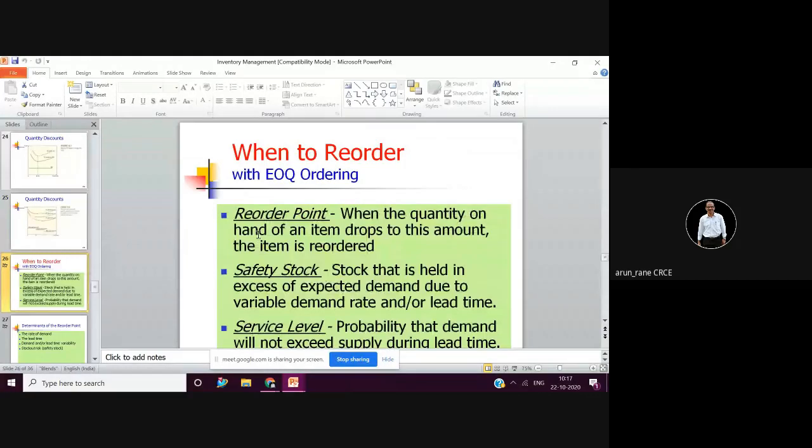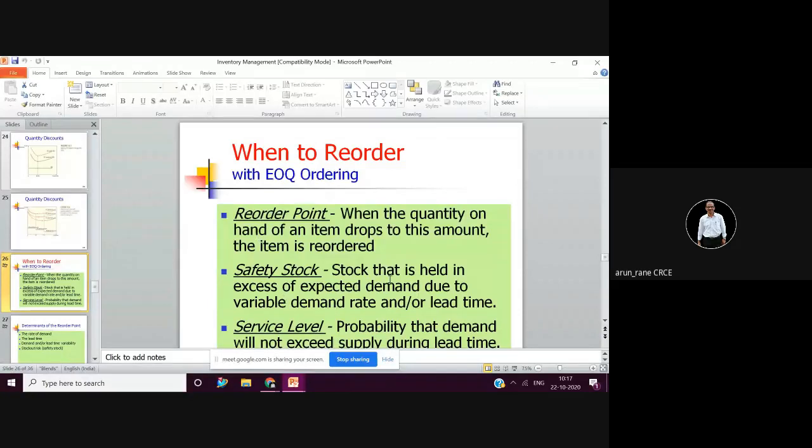Now, regarding this economic order quantity, there is the question of when to reorder. That is what is called the reorder point. The reorder point is when the quantity on hand of an item drops to a particular amount, then you have to reorder. The corresponding stock is called the reorder level. Then you have safety stock, sometimes also called buffer stock. That is stock held in expectation of demand due to variable demand rate and or lead time.